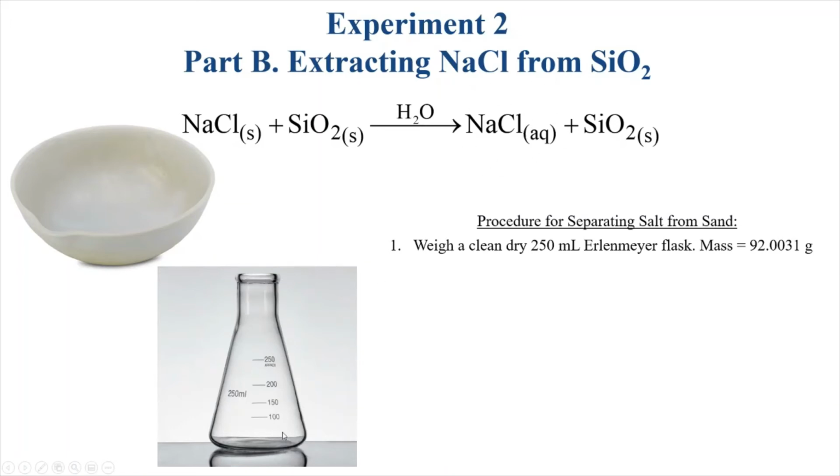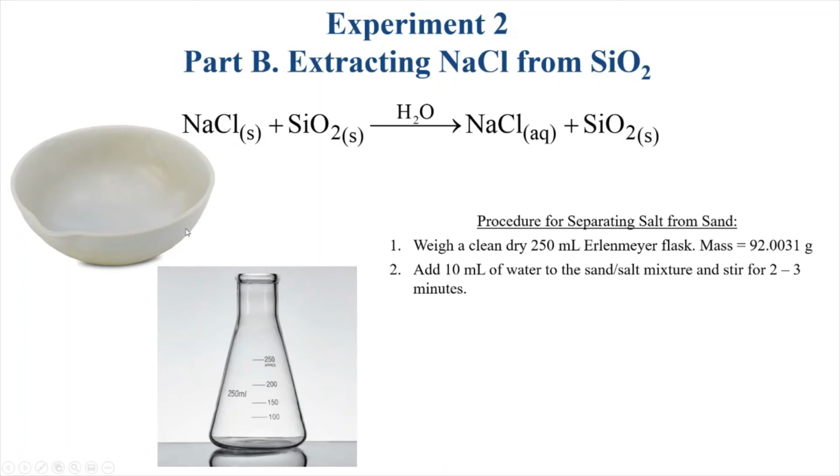Again, we have to weigh our 250 milliliter Erlenmeyer flask, and the reason we have to do that is because in the end we're going to have our sodium chloride in here. So we have to know the mass of the flask in order to get the mass of the sodium chloride. We put that onto the balance and we get a mass of 92.0031 grams.